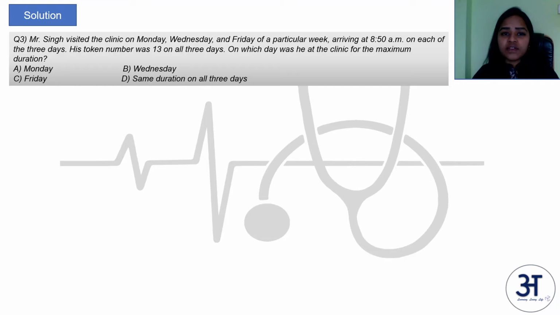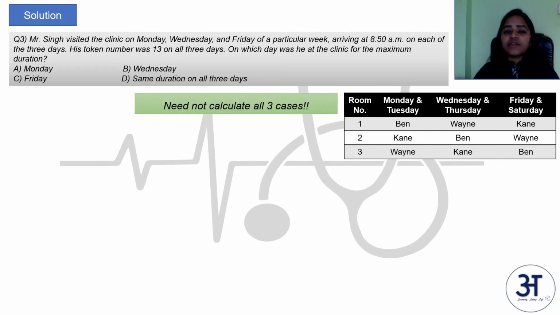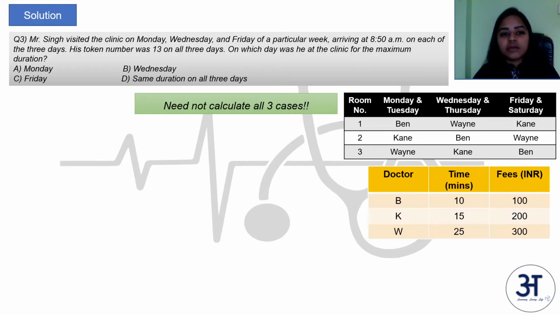So if you start solving immediately after reading this question, the idea that comes to your mind is solving for 3 cases, for Monday, Wednesday and Friday separately for all the 13 tokens, and see which token goes to which doctor. But you need not calculate all the 3 cases. Let's see how.